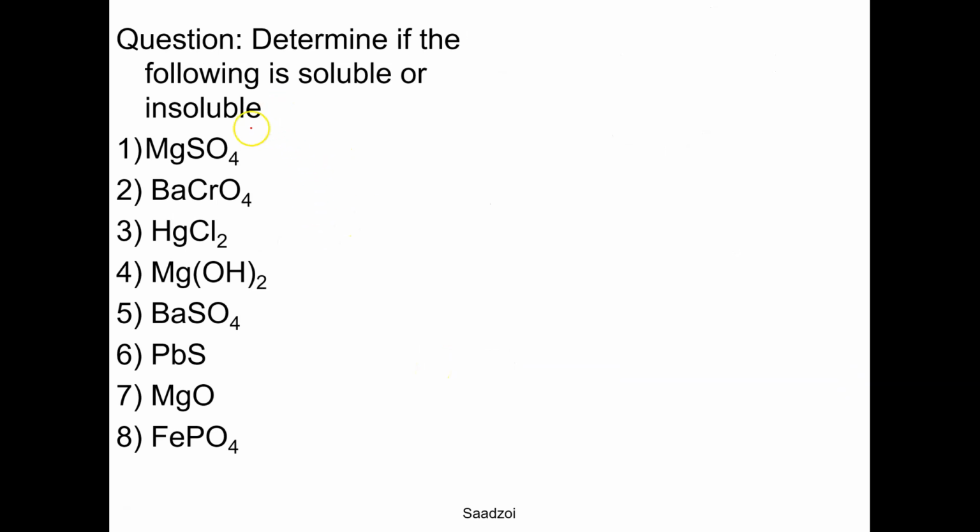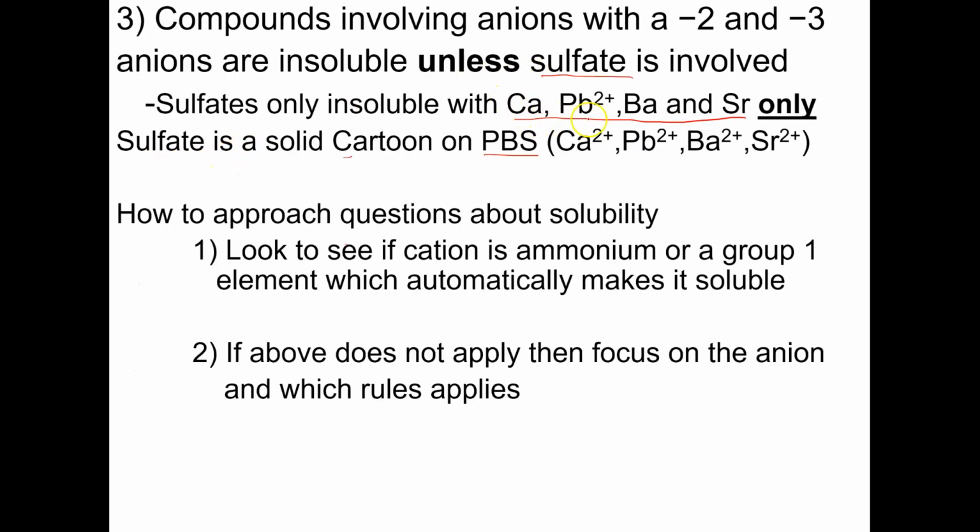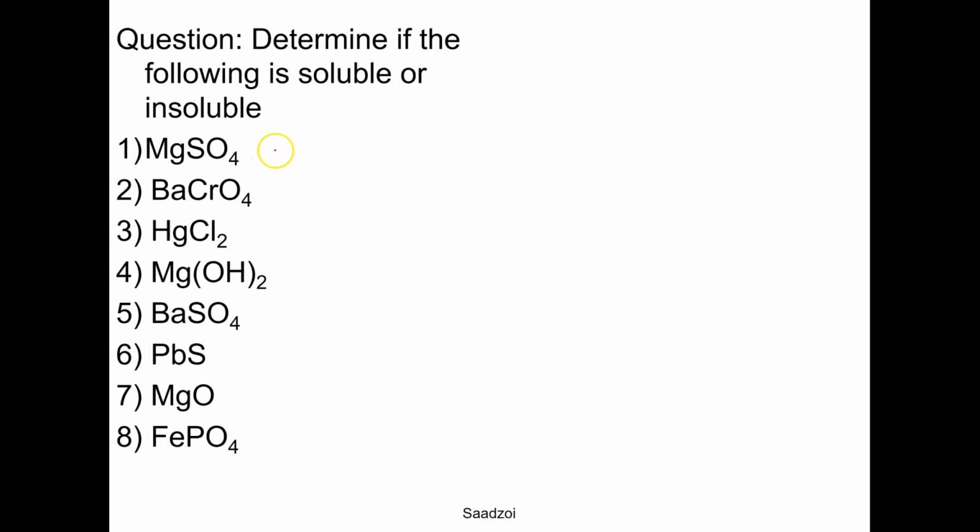All right, determine if each of the following is soluble or insoluble. Magnesium sulfate. Remember, sulfates are usually soluble. When are they insoluble? With calcium, lead, barium, and strontium. So this would be obviously soluble. Barium chromate. Chromate is a -2 charged anion, so that's going to be usually insoluble. Remember, if you have to guess, -2 and -3 anions are usually going to be insoluble, so barium chromate will be insoluble.